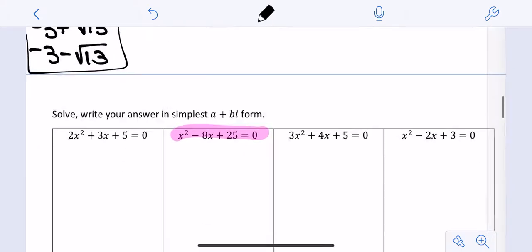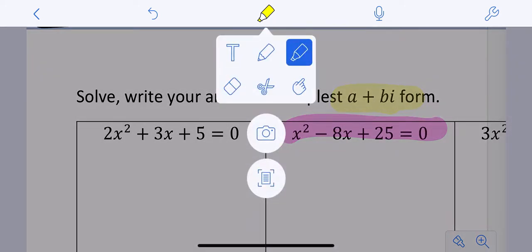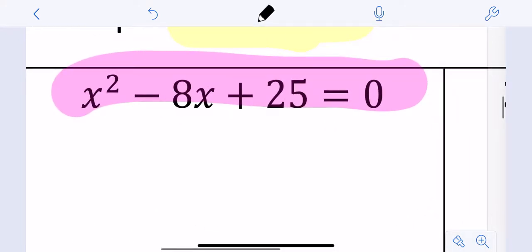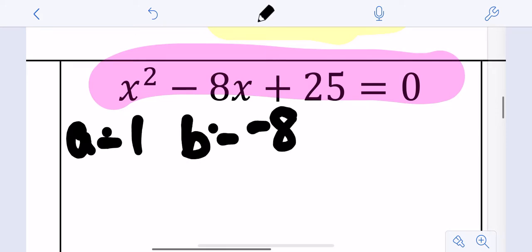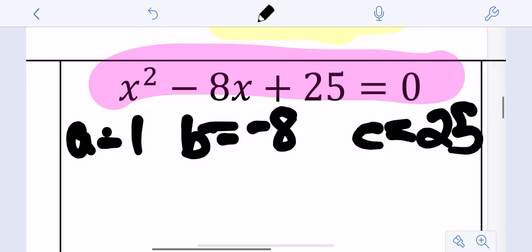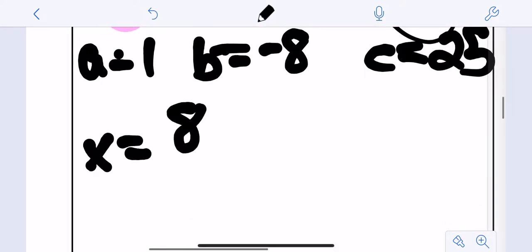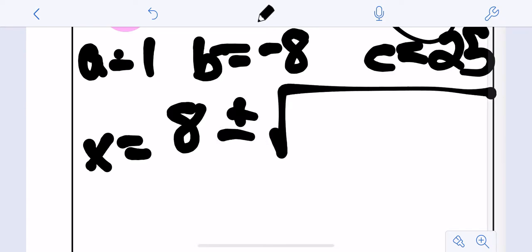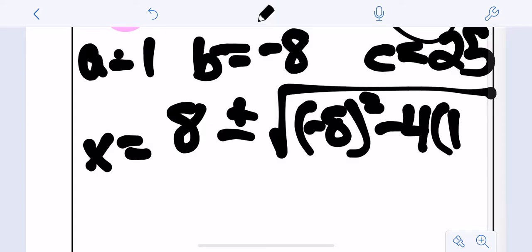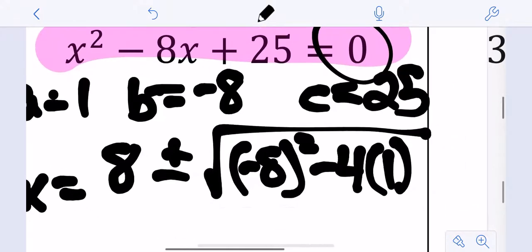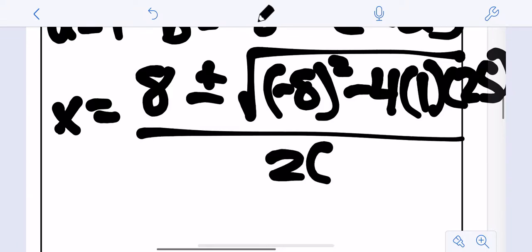Let's do another one. Notice on the directions on these, it says answer in a plus bi form. That tells me that my answer is probably going to be imaginary. So here I've got a equals 1, b equals -8, c equals 25. Again, I know that because this equals 0. So x equals -b, which is +8, plus or minus the square root of b squared minus 4 times 1 times c, which is 25, all over 2a.